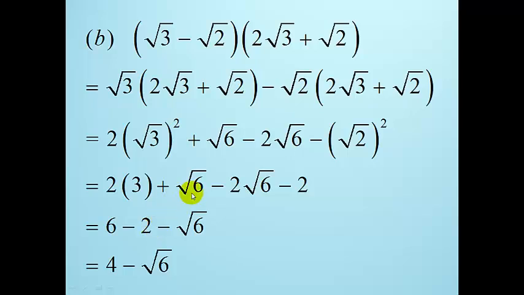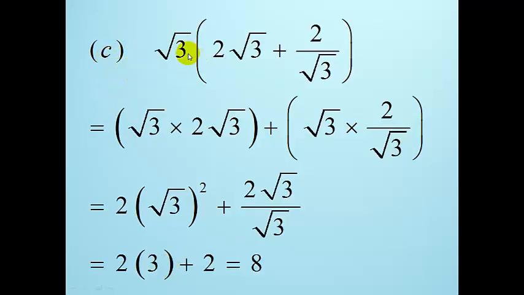Now take note that we have √6 here minus 2√6, because they carry the same surd. The coefficient of this √6 is 1, so we can subtract the coefficients. So we have 1 minus 2, and that is −1. So we have −1√6, and −1√6 is the same as −√6. That is why the 1 cannot be seen. 6 minus 2 is equal to 4, so we have 4 minus √6.